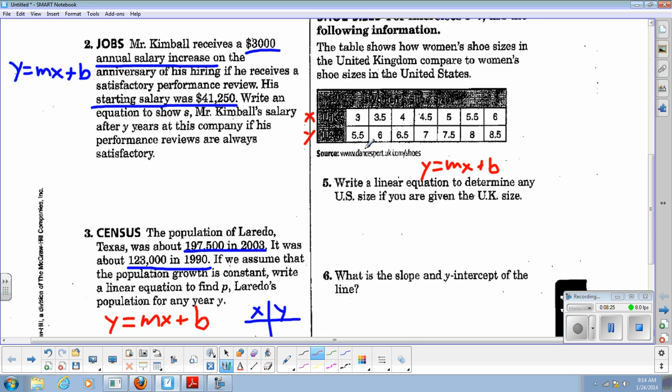And you have to find it by looking at your table, if you haven't been given it. Then you need to pick 2 coordinates from the table. It doesn't matter which 2. I can pick these 2 right here: 3 and 5.5, and 3.5 and 6. I could use 4.5 and 7, and 5 and 7.5. But if you're not given the slope, but you've been given points, then build a t-table, X, Y, and find your slope.